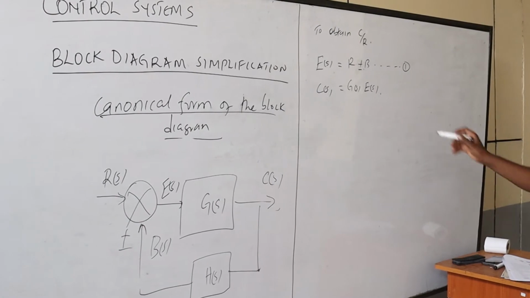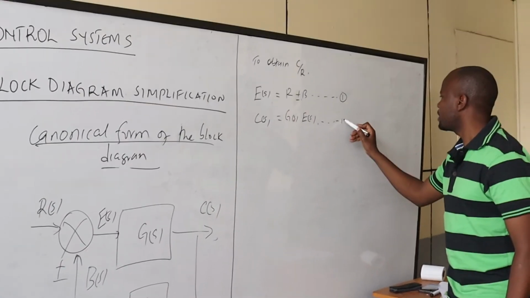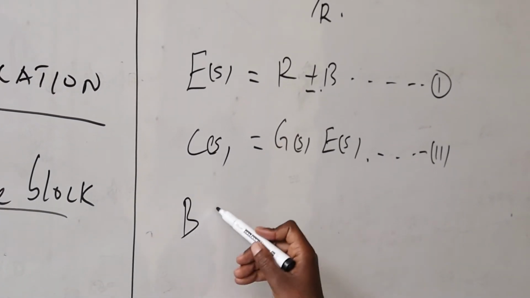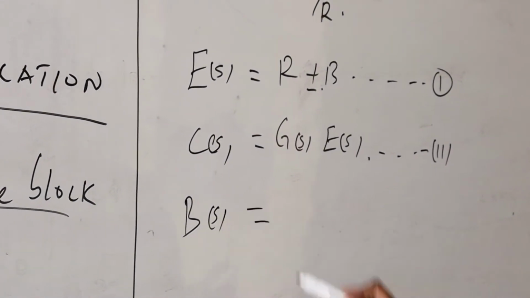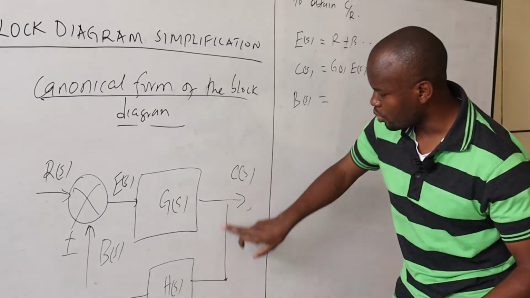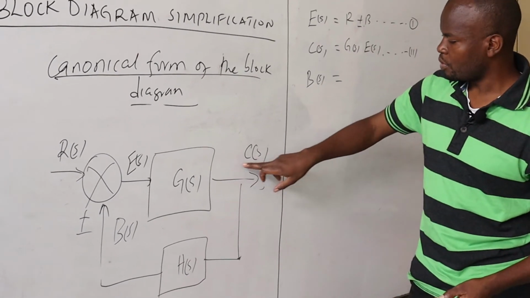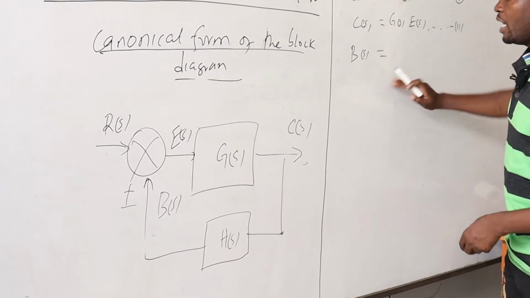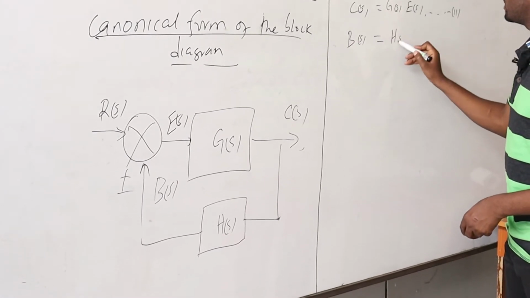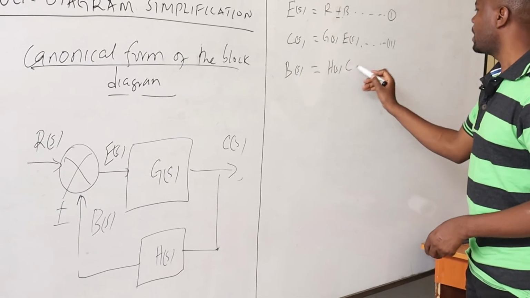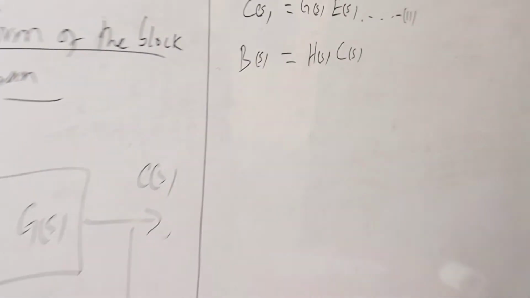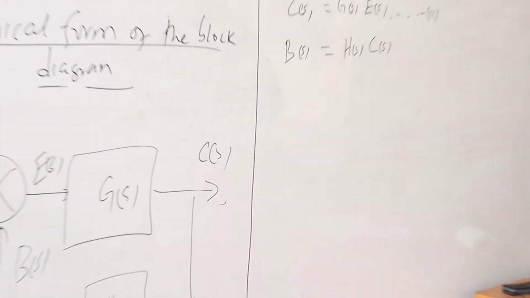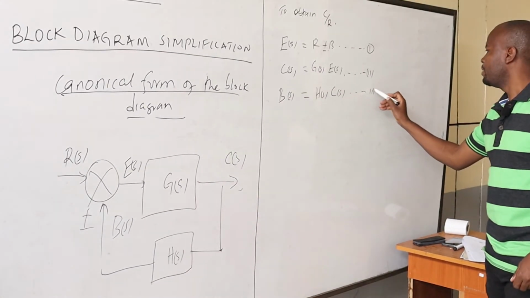That one we call the second equation. Then the third equation is B of S. Because it is the feedback, it is the part of C of S that is fed back. We start with H, so it is B of S equals H of S times C of S. So that is our third equation.